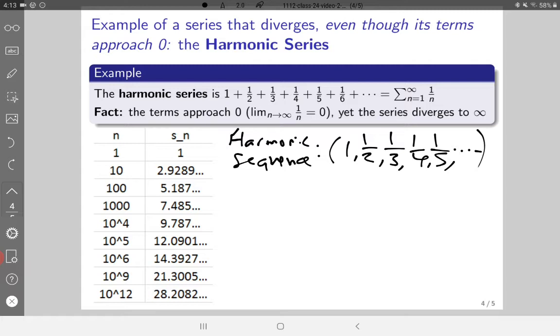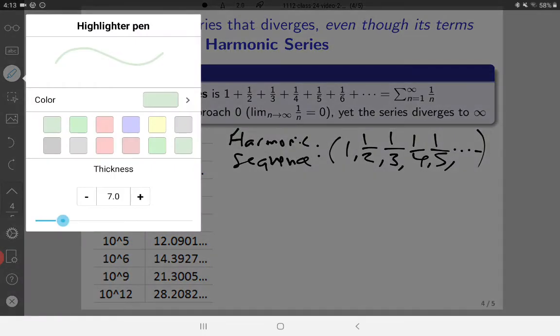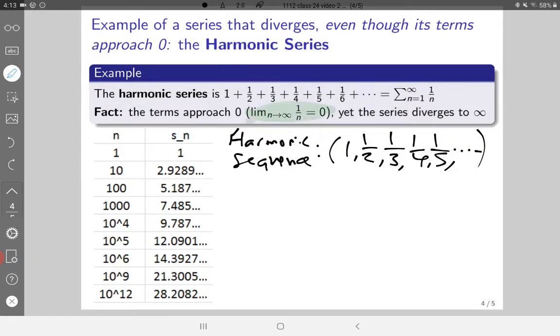And so I hope you can see that that sequence is converging to 0. The limit of those terms is 0.